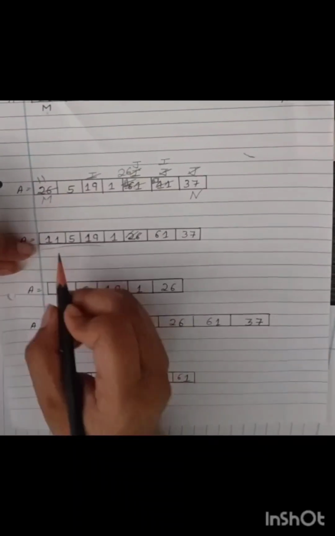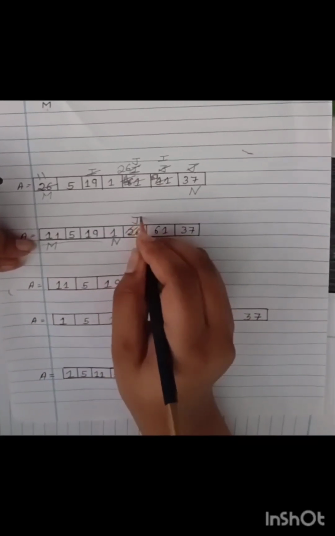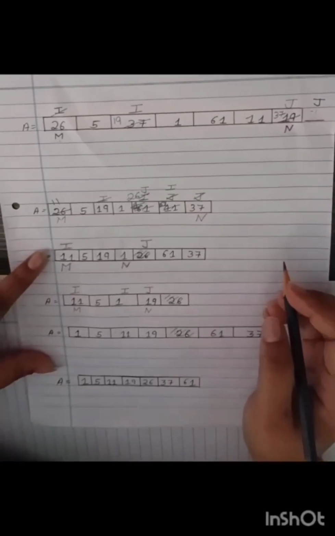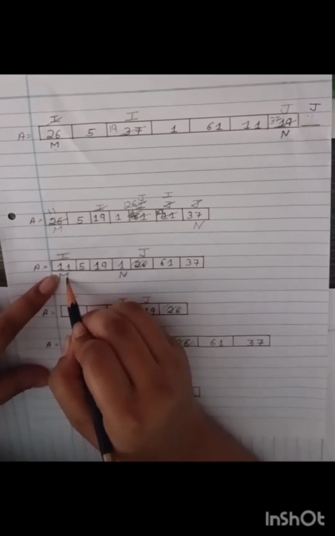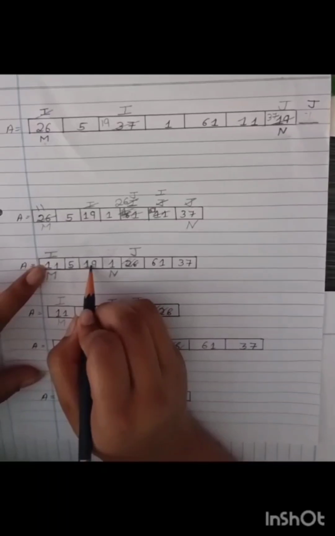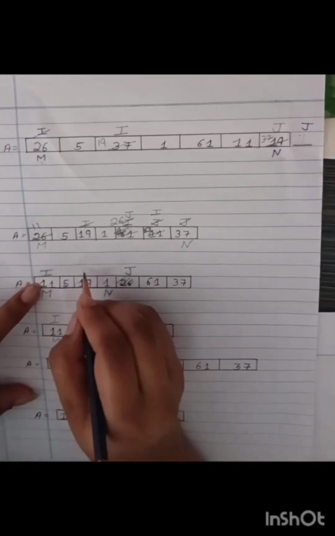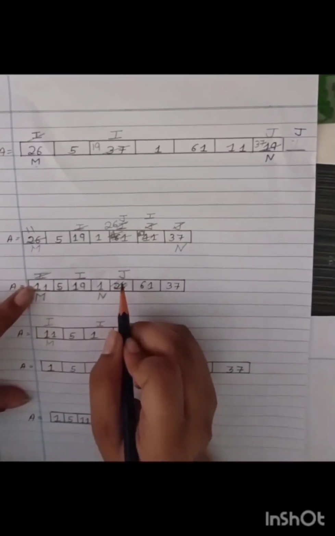So here is our m, here is our n, and here is our j, which is n plus 1, and here is our i. Now we have to check the condition that the value of i is greater than or equal to m or not. So here 5 is less than 11, so now we have to check another value. Here 19 is greater than 11, so here we put our i, and we have to check j.